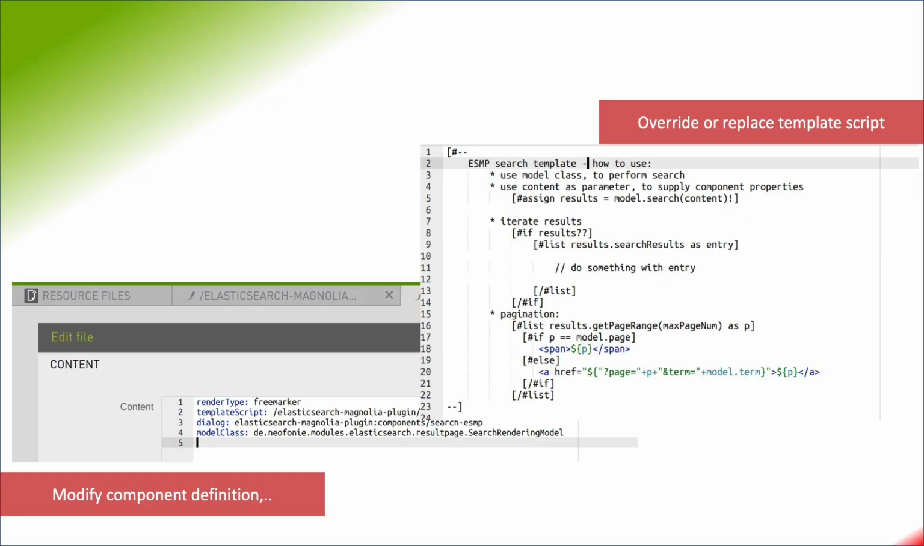Yeah, how would you provide those front-end scripts or those markups? You can actually use the resources app and modify our component definition, or you can actually supply your own one and rely on our rendering model, or you can simply overwrite or replace our template script.